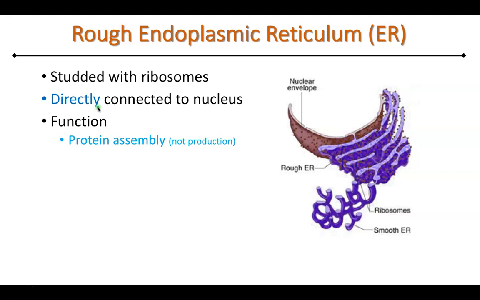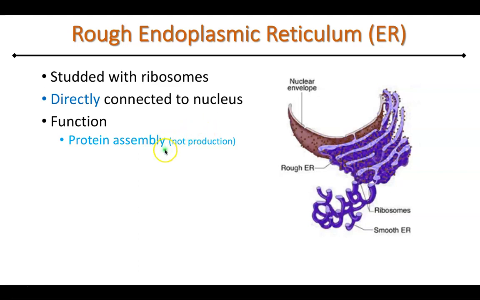Not smooth ER. So just keep that in mind. And then one of the major functions that the rough ER has is protein assembly. So please don't get protein assembly mixed up with protein production. Remember we did our examples in class, the sheet of paper, that was the primary structure of proteins. The ribosome is what does that. The ribosome gives it the code.